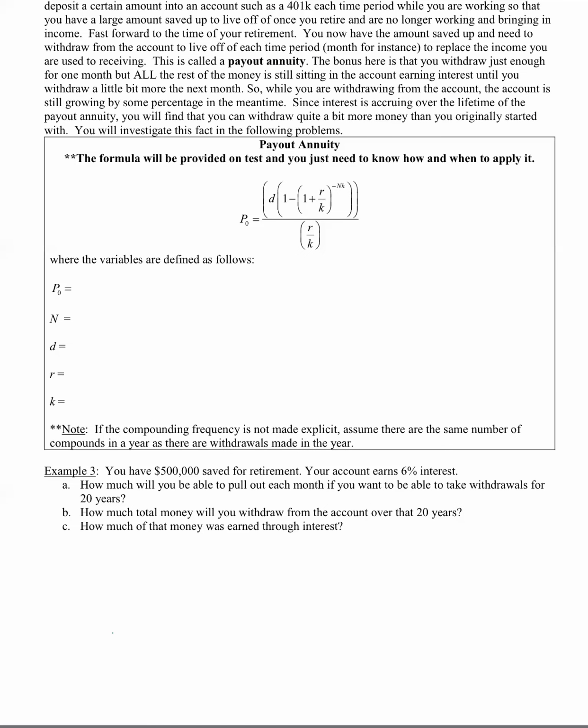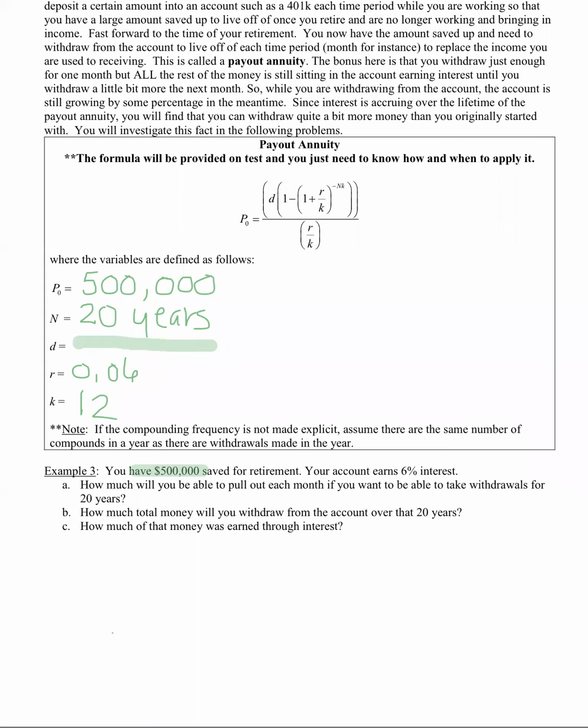Okay, so I've got this example down here. We have $500,000 we saved for retirement. So just to use the space up here, 500,000 would be my P0. The account earns 6% interest, so that would be up there. And how much can I pull out each month if I want to withdraw for 20 years, and my K is monthly. So I am looking for how much I can withdraw every month for this first part.